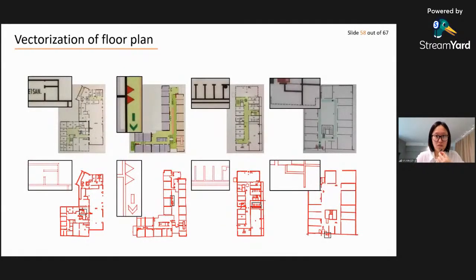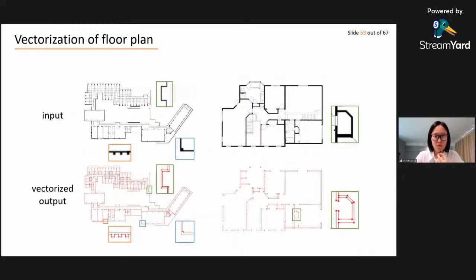Here are the results on some floor plan images. Note that the algorithm can capture well the thin walls. Some more results are shown on grayscale floor plans.